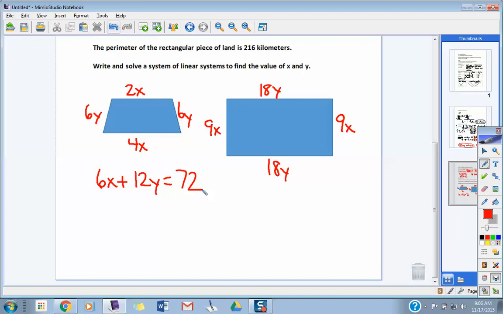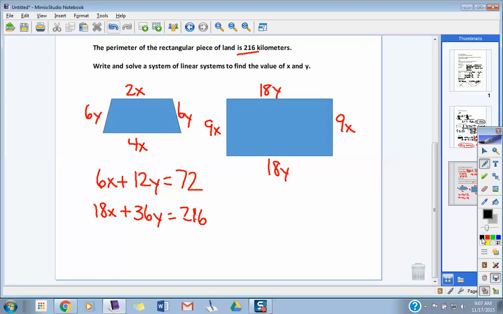So you guys tell me what the equation is going to be to model the perimeter of the rectangular piece of land. 18x plus 36y equals, what was the perimeter of the land of the rectangle? 216. They had asked us to go through and find values of x and y that would make this true.